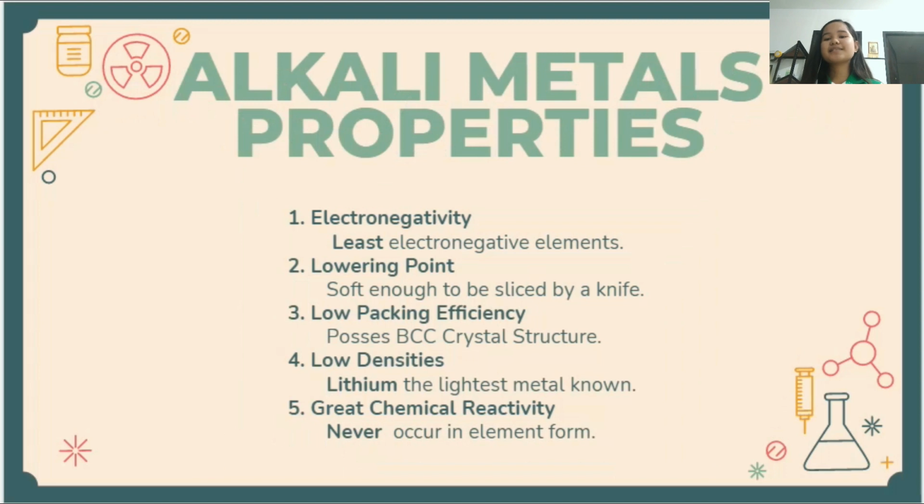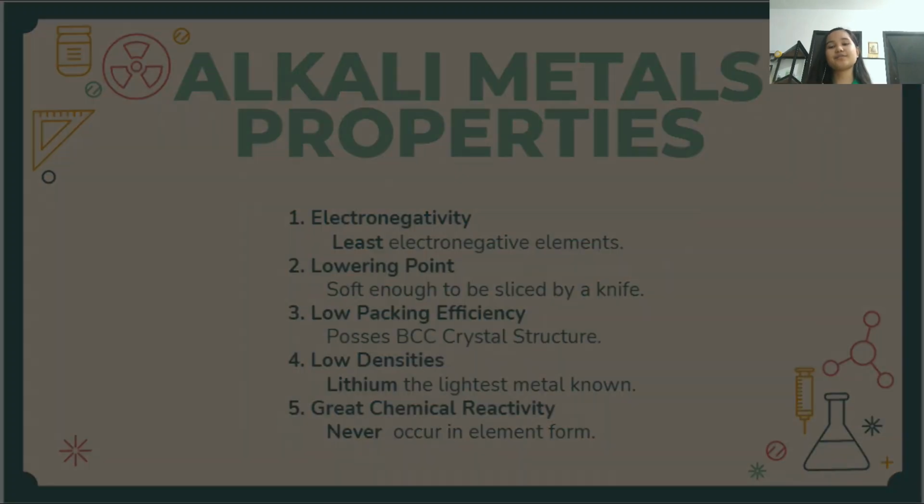And next are the alkali metals' properties. These metals have a body-centered crystal structure with low packing efficiency. They are also known for their low melting points, and they are soft enough to be sliced with a knife. The lightest known metal is lithium, and it has great chemical reactivity. Alkali metals never occur naturally in elemental form, and they are found with halide, sulfate, carbonate, and silicate ions.